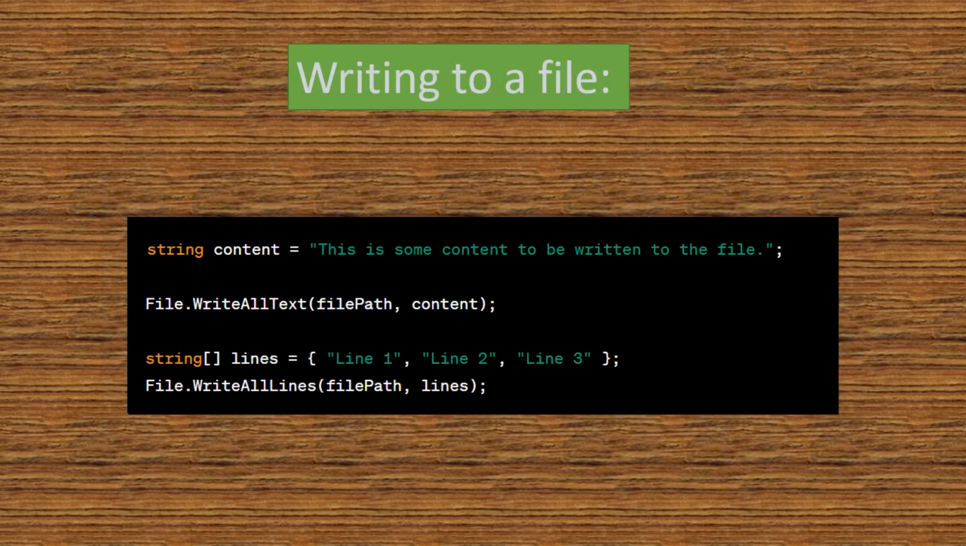To write content to a file, you can use the File.WriteAllText or File.WriteAllLines methods. The former writes a string as the entire content of the file, while the latter writes an array of strings as individual lines.